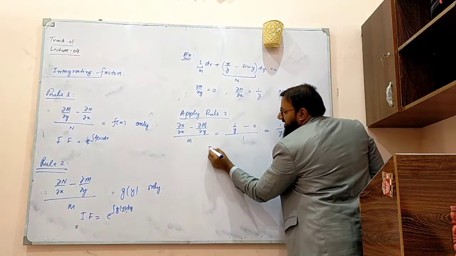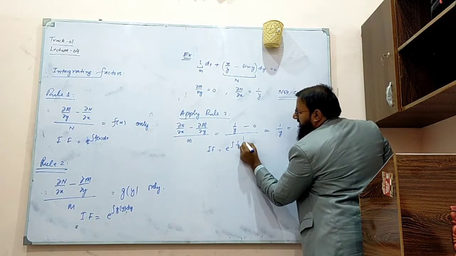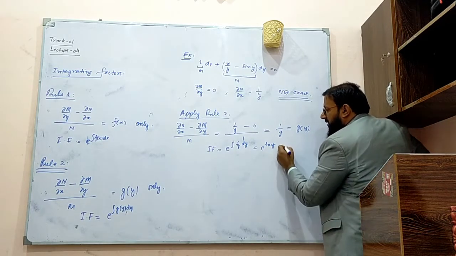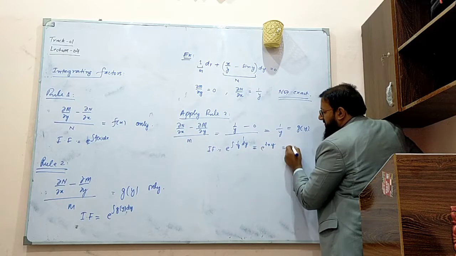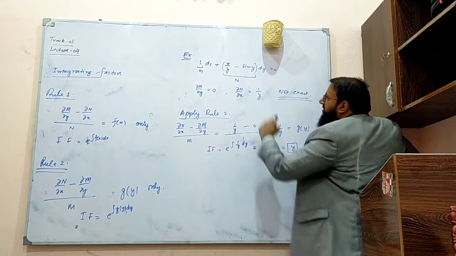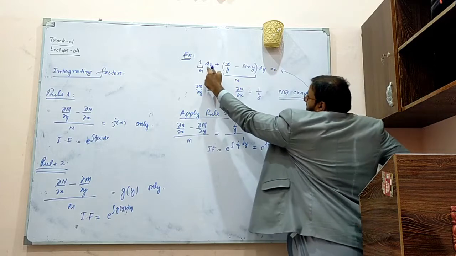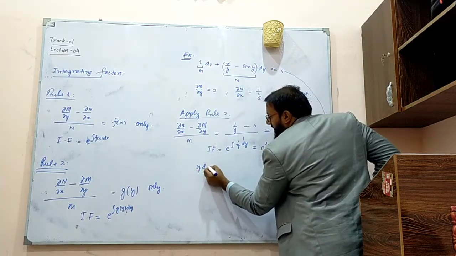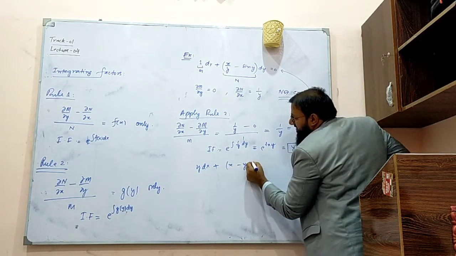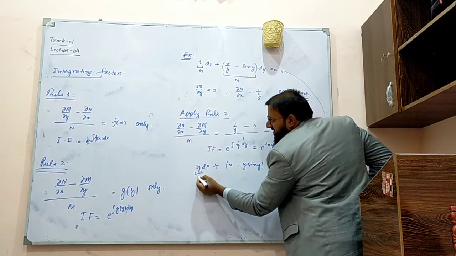So your integrating factor is e power integral 1 over y dy. So this becomes e to the log y. E and log are inverse operations, so you only get y as your integrating factor. You multiply your equation with y, then what happens? This becomes y dx plus x dy minus y sin y dy equals 0.